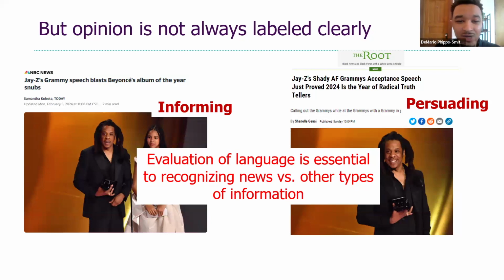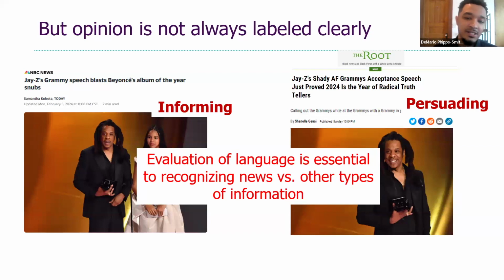So his shady Grammy acceptance speech just proved that this is the most radical truth teller, that 2024 is the year of radical truth tellers, right? This is someone using their own opinion to give context to what's happening here. But you can't really tell, right?